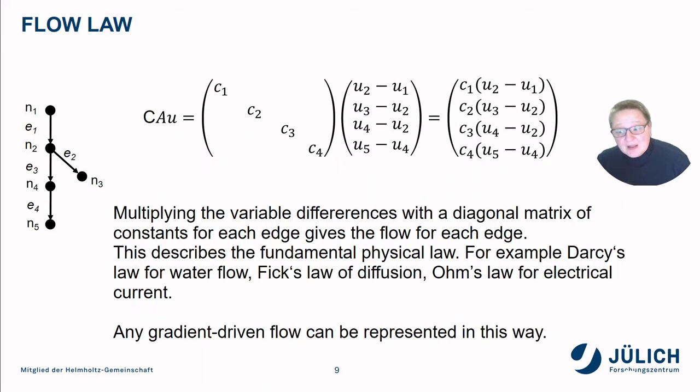Next, multiplying the variable differences with a diagonal matrix C of constants for each edge, we arrive at the flow across each edge. This now describes the fundamental physical laws for any gradient-driven flow. This could be Darcy's law for water flow, Fick's law of diffusion, or Ohm's law for electrical current. In the case of Darcy's law, for example, the constant c would include a term 1 over the edge length to arrive from a difference to a gradient of water potential and the hydraulic conductivity.